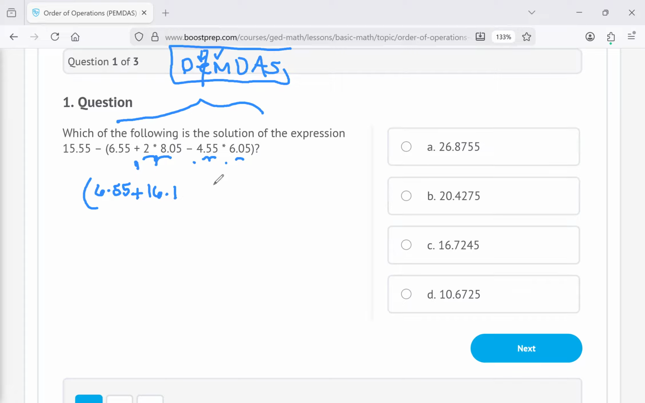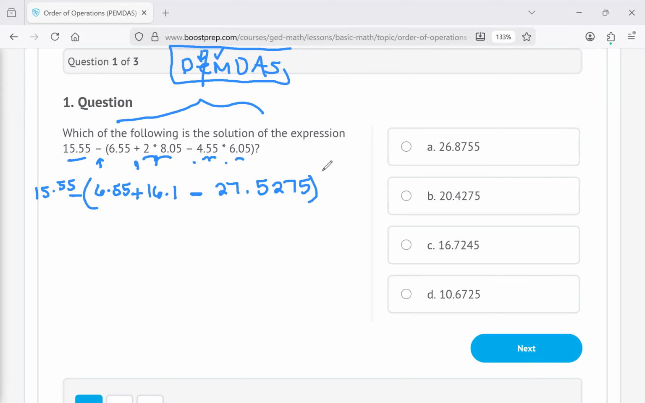So that's going to be 27.5275. And then you have a minus, bring that down, and then close it with parentheses, and then bring down what you haven't done. So you still have this extra minus here, and then you have this 15.55. Okay, we are still doing the parentheses.